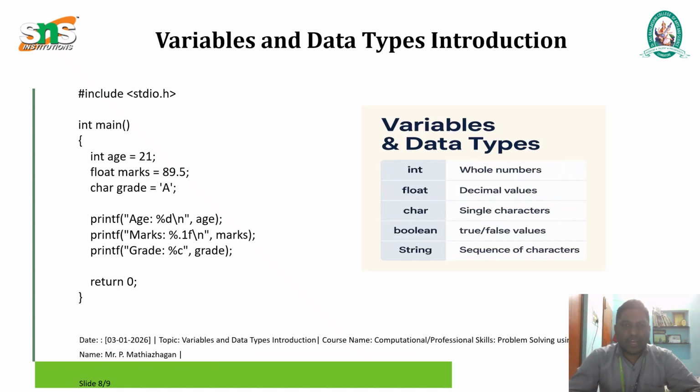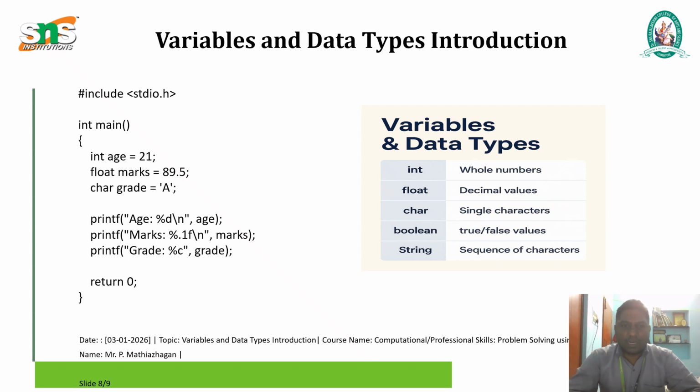Next, variables and data types. Integer is used for whole numbers. Float is for decimal values, for example 8.5, 69.5, 100.5. Character is a single character. Boolean is a true or false value, meaning 0 and 1. Next is string, which is a sequence of characters. This is the variable and the data type.